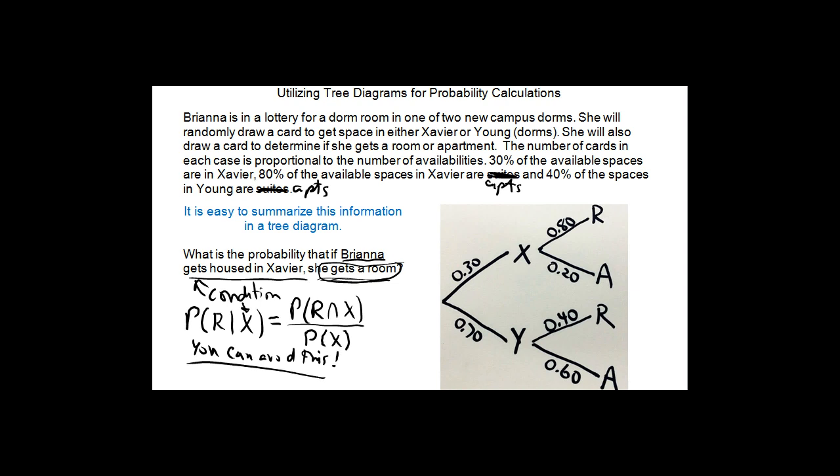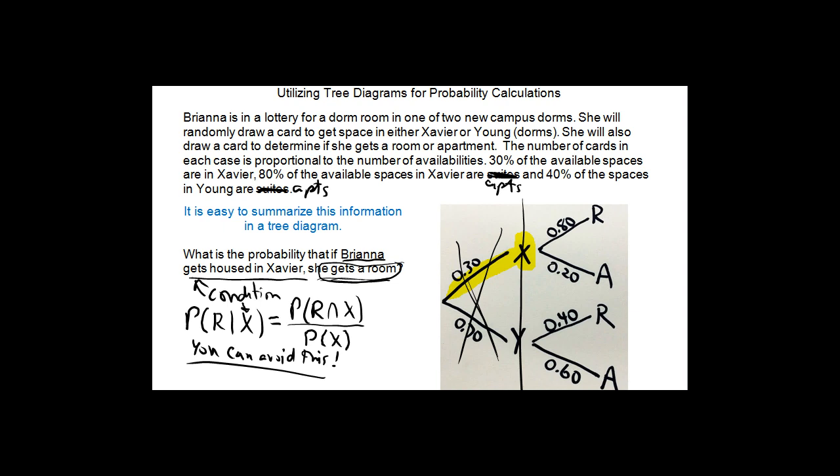You can avoid using this formula, and here's how. It says the condition is she gets housed in Xavier. So if she's housed in Xavier, then she's already traveled to here. And now you're saying that's already happened. Well, if that's already happened, this stuff back here is in the past. It doesn't matter anymore. That has already occurred.